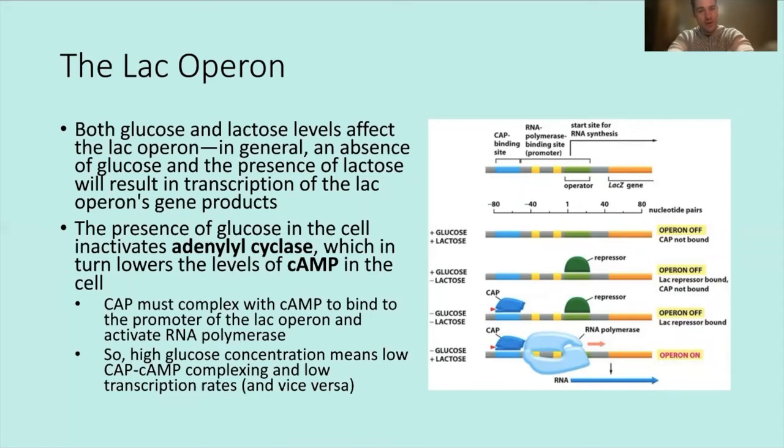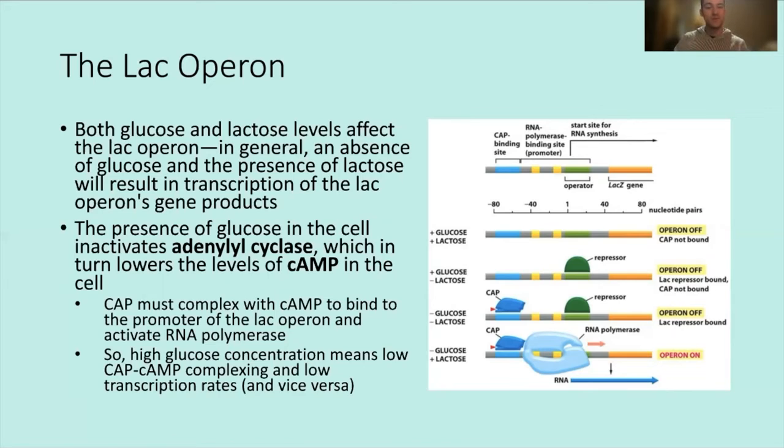In general, an absence of glucose and the presence of lactose will result in transcription of the Lac operon's gene products. So the presence of glucose in the cell inactivates this enzyme called adenylyl cyclase, which in turn lowers the levels of cAMP in the cell. So whenever we're talking about cell growth, adenylyl cyclase and cAMP always come up. Signal transduction, we've talked about them as well. So it pops up a lot when we're talking about stuff like this.